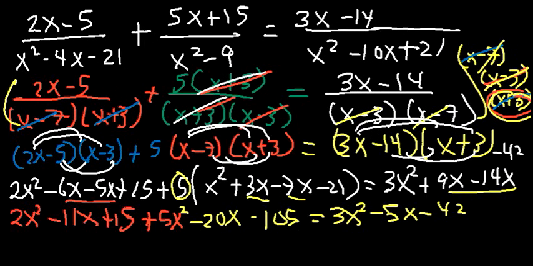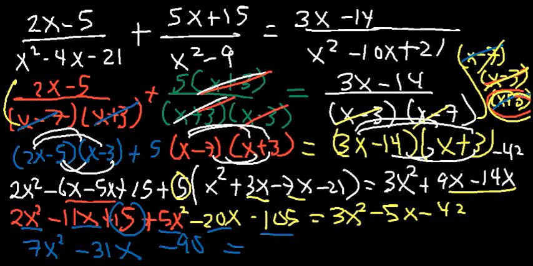So let's combine like terms on the left side. 2x squared plus 5x squared, that's 7x squared. And negative 11x minus 20x, that's negative 31x. And then 15 and negative 105, that's negative 90. And that's equal to 3x squared minus 5x minus 42.